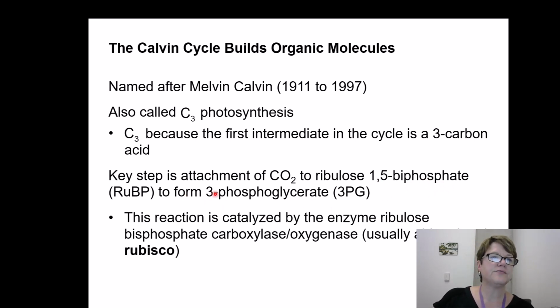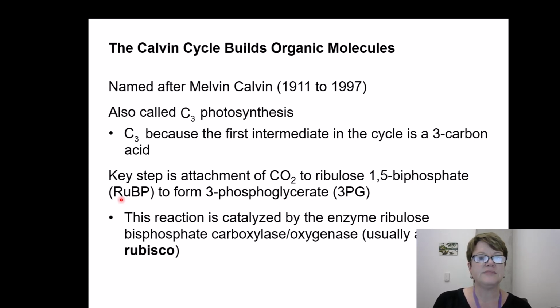And it's going to initially make a 6-carbon molecule, which then splits into 2 3-carbon molecules called phosphoglycerate. All right, but the key thing is to attach CO2 to RuBP. That's carbon fixation, because you're attaching CO2, which is considered inorganic carbon, into an organic molecule that's already in the chloroplast. So that's carbon fixation. And what's critical here is the enzyme that catalyzes this reaction.